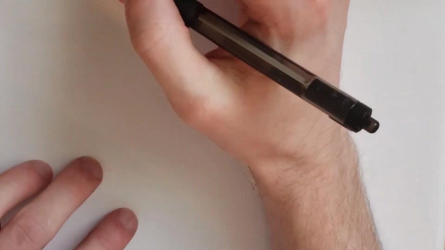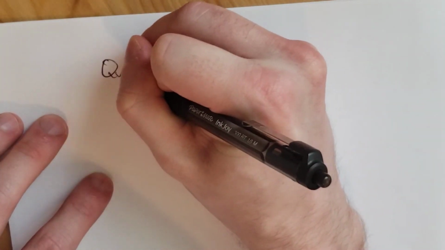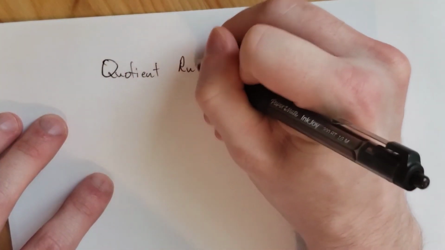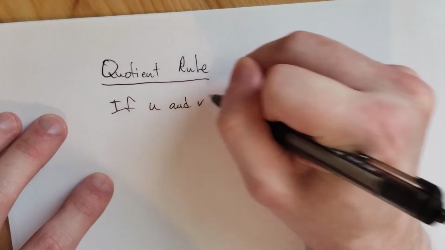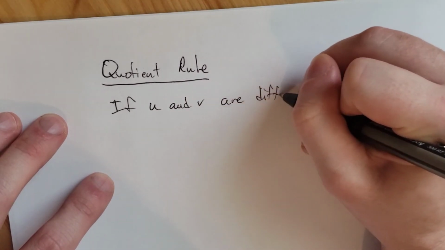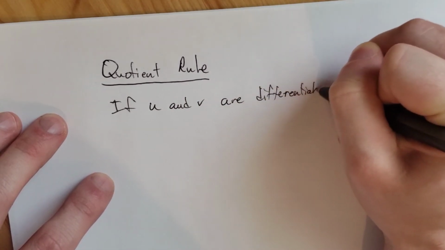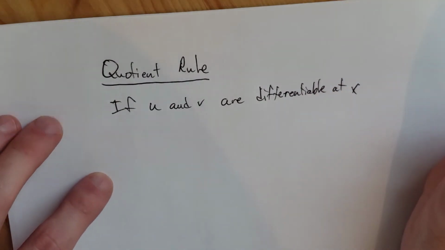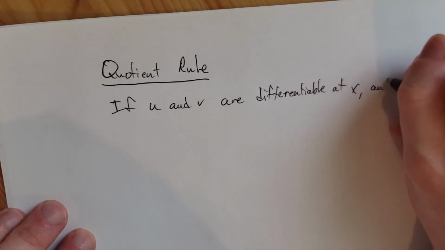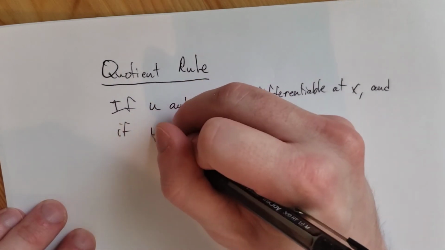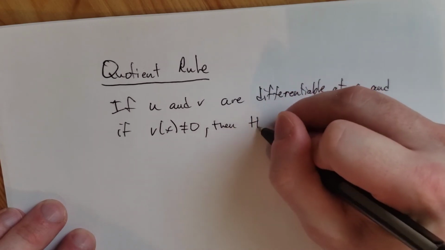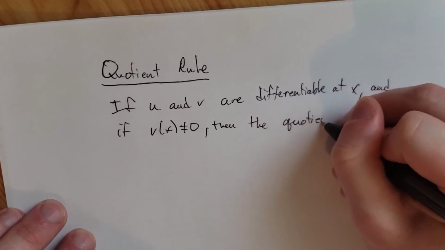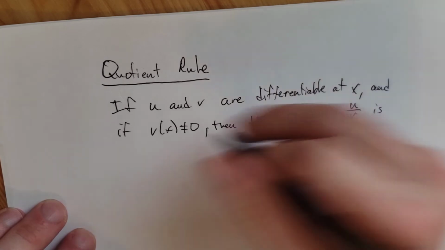We'll look at an example in just a few minutes, but first I want to write out what our quotient rule is. I am not going to prove this one, but we'll write out what our quotient rule is, and that is that if u and v are differentiable at x, and if the denominator, v of x, does not equal 0, then the quotient, u over v, is differentiable.